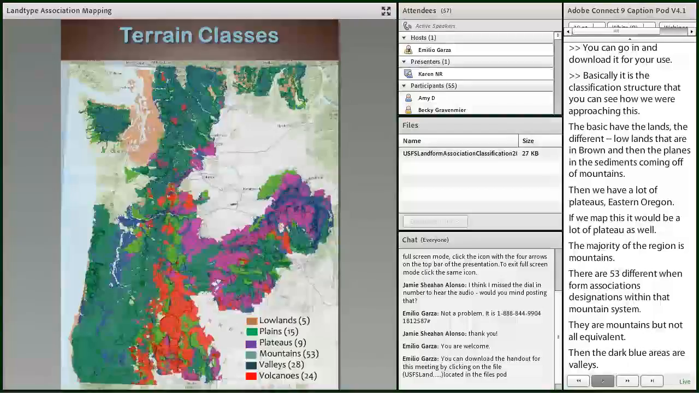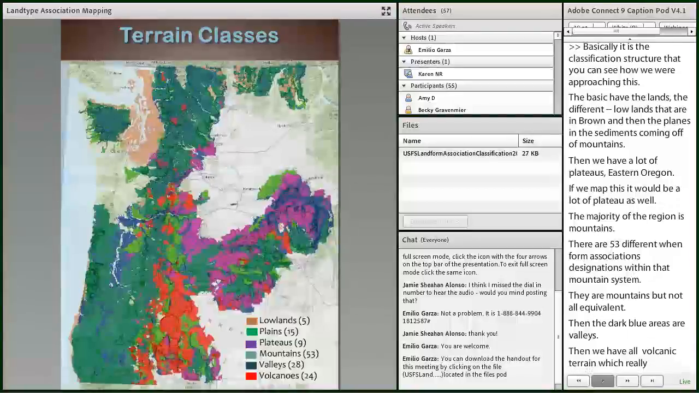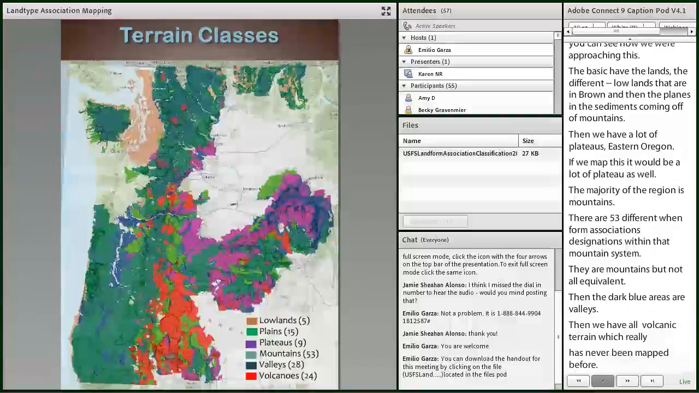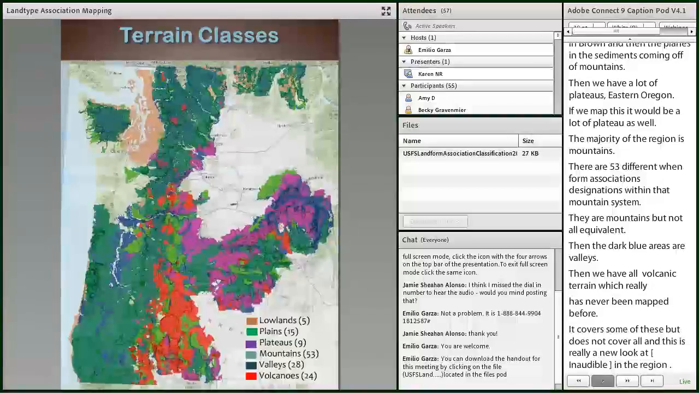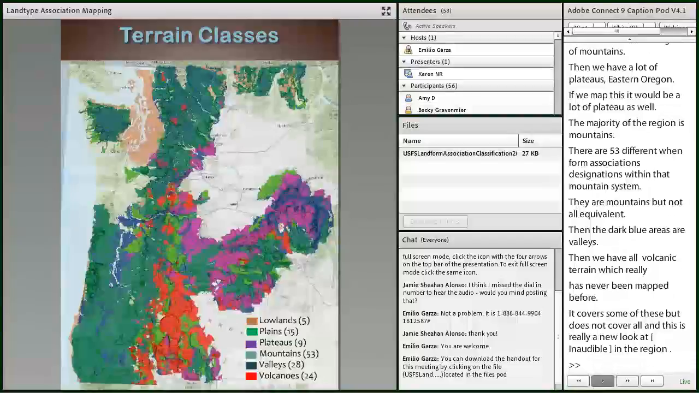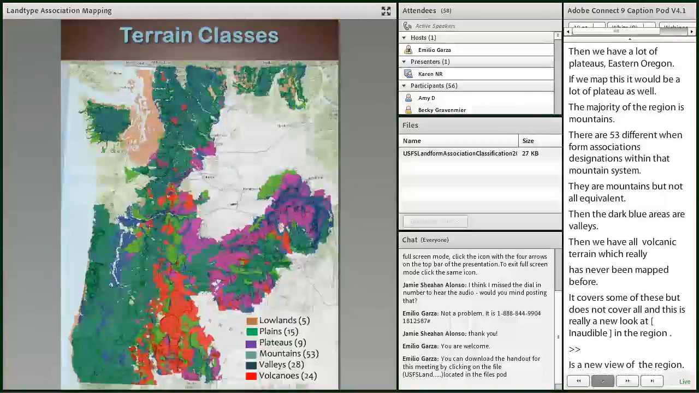You can bring in the Esri coverage of volcano points, and it covers some of these, but it doesn't cover all. So this is really a new look at volcanism in the region, including some remnant volcanoes. This one has never been recognized before, and then Rainier, Mount Baker up there. So this, I think, is a new view of the region. That mountain was never recognized as a volcano. As a volcano, yeah.